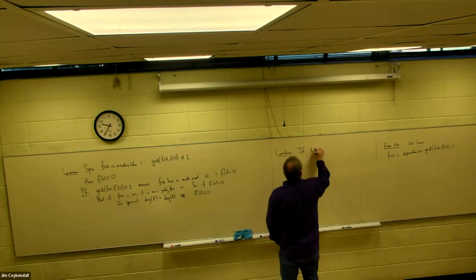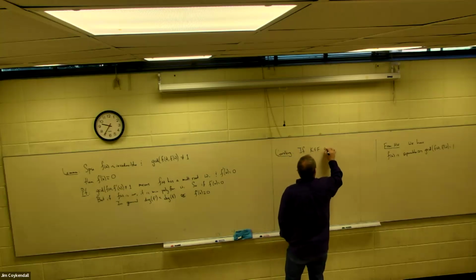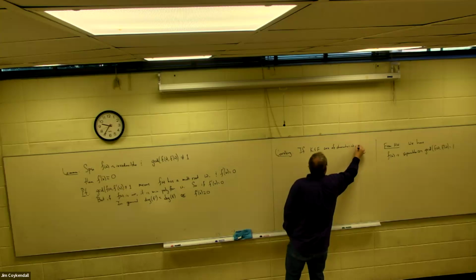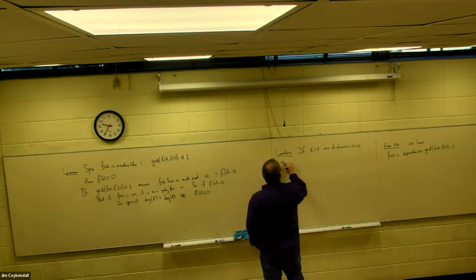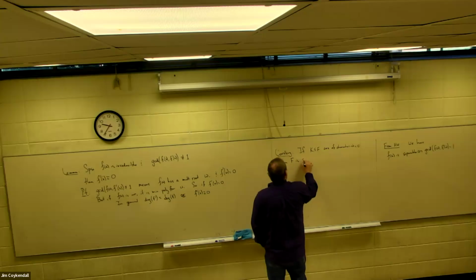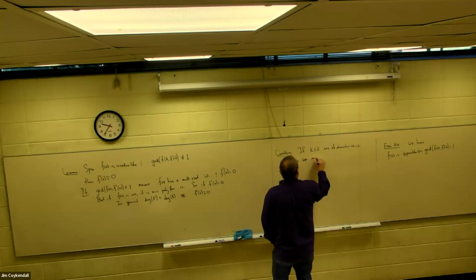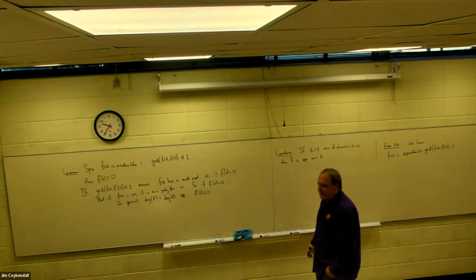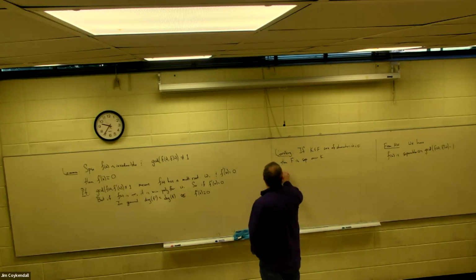If K and F are characteristic zero, then F is separable. Okay. Any characteristic zero is separable. I've said that many times. Here's the proof.